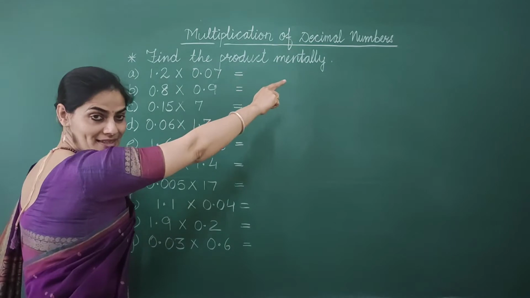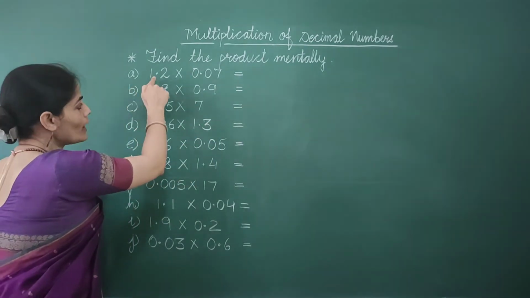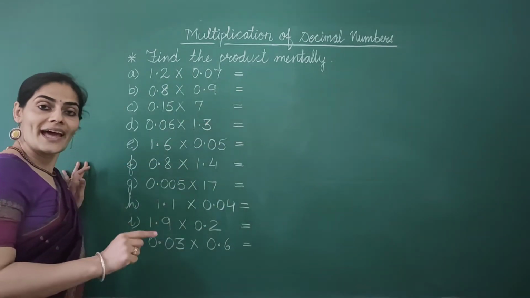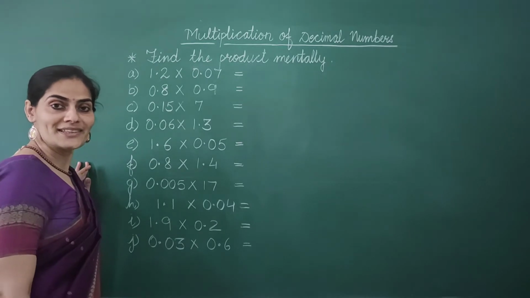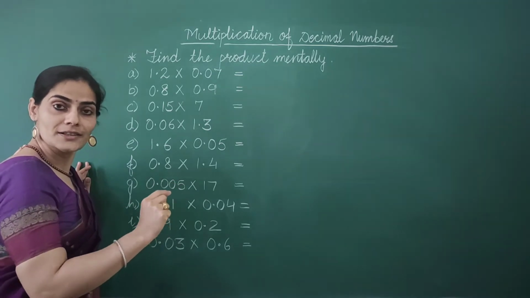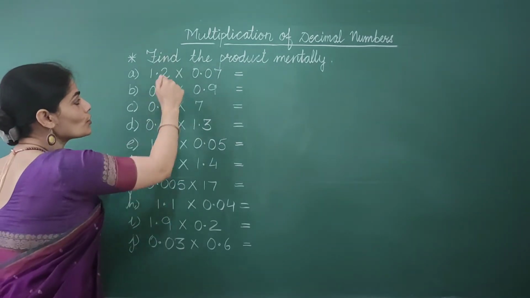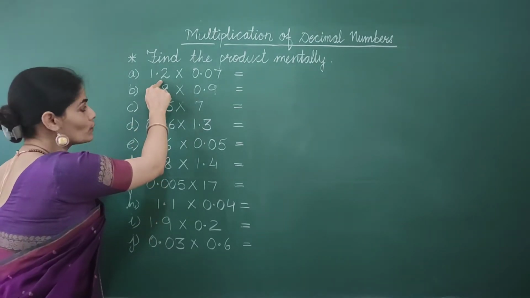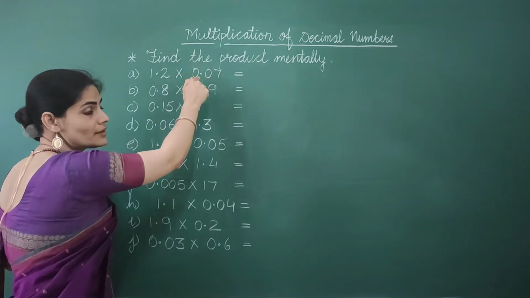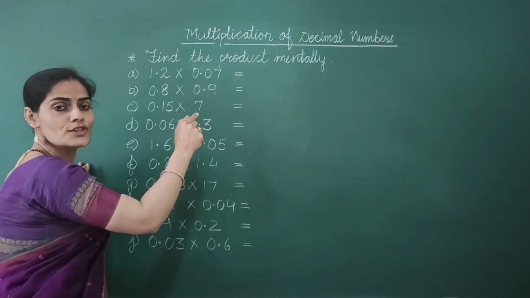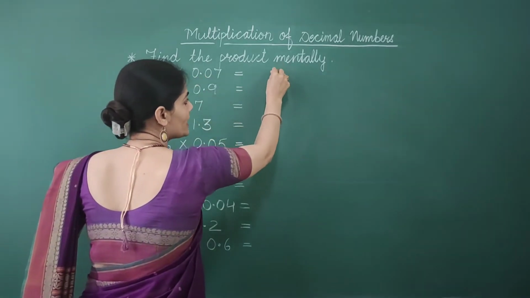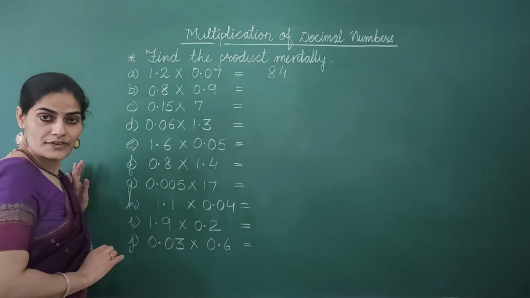Find the product mentally. Now the first part is 1.2 multiplied by 0.07. As I have told you, when we multiply decimal numbers, we ignore the decimal points till we get the final product. So if I ignore the decimal point, 1.2 will become 12, and 0.07 will become 007, which is equal to 7. So 12 sevens are 84. We have got the final product.